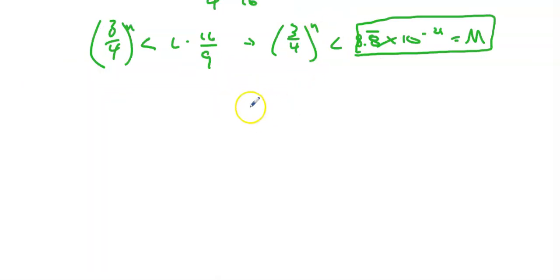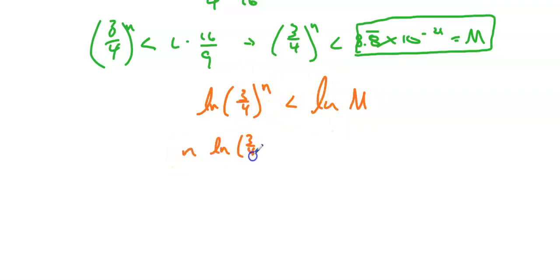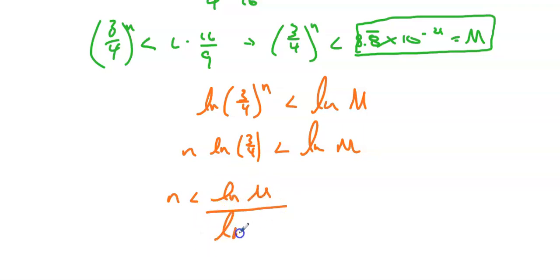Go ahead and add the natural log to both sides, right? So the natural log of 3/4 to the n must be less than the natural log of M. And so I can now move down the n with the power of our logs. And then we can now say n must be less than the natural log of M over the natural log of 3/4. To do that, we're going to get that n must be greater than.